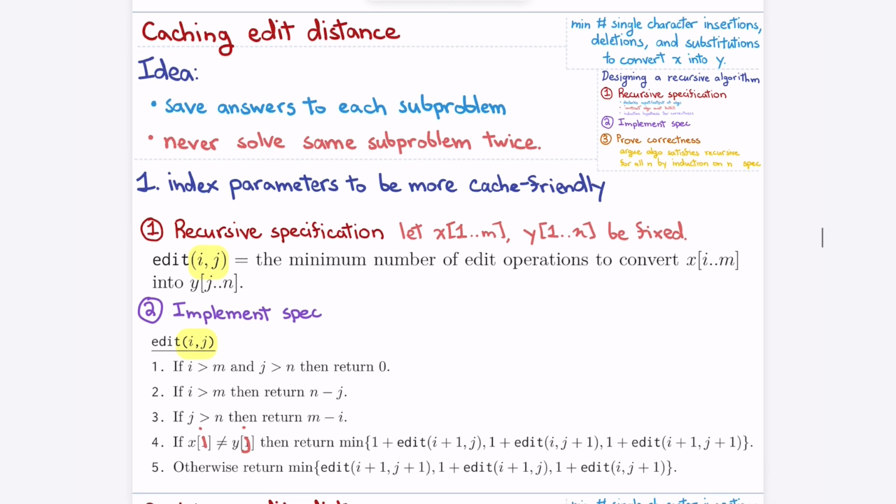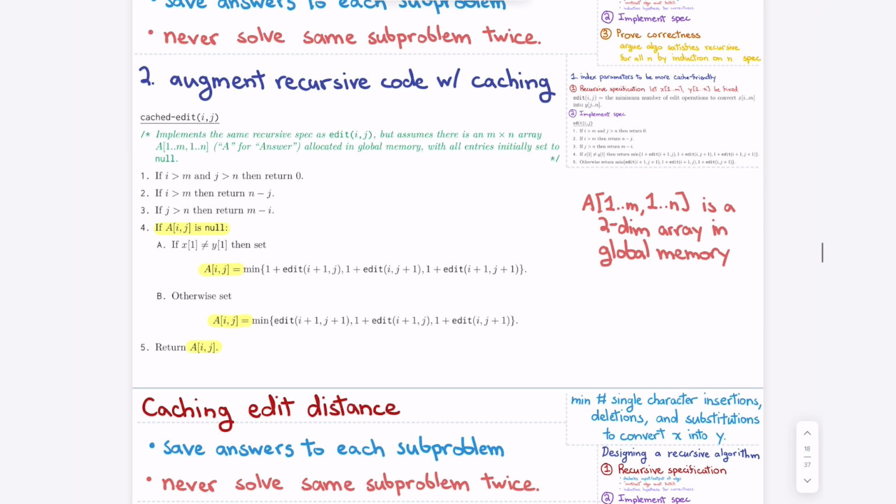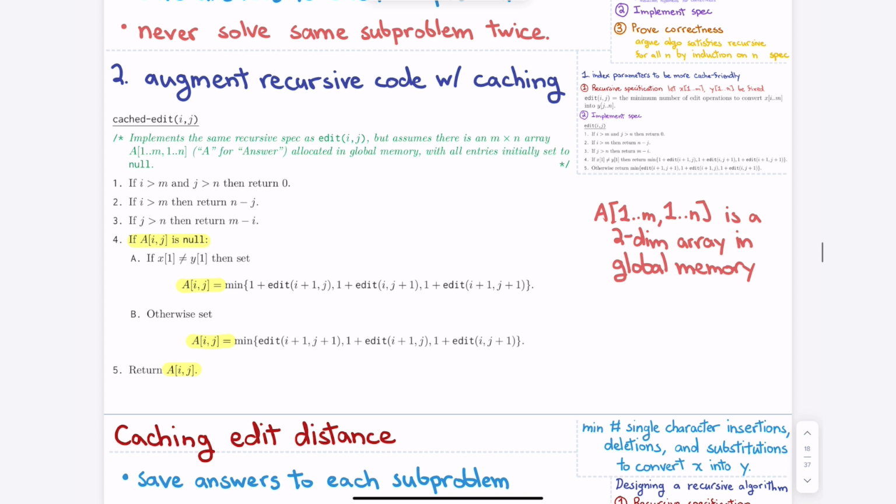Well, we can just look. Remember here, you're just doing one comparison and then comparing three numbers and taking the minimum. So all of this is constant work. There are no loops in here, and we're excluding recursive calls. The recursive calls are accounted for in the other subproblems. That's it. There are just no loops.